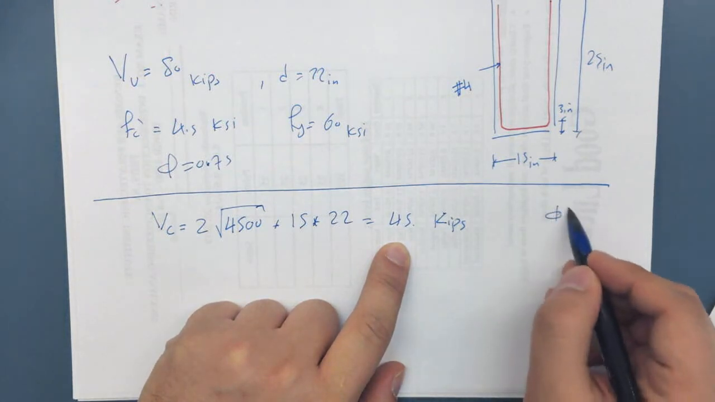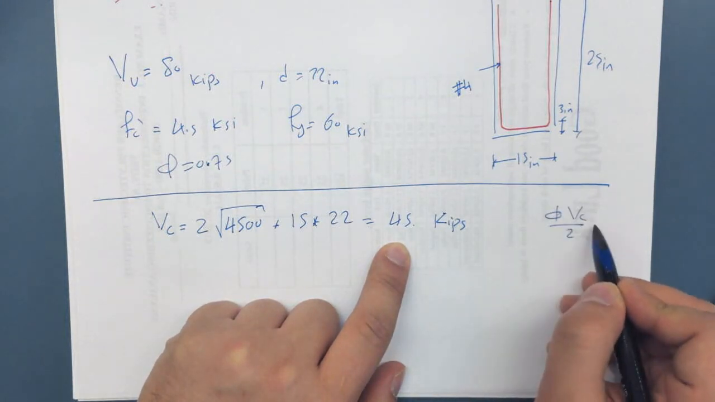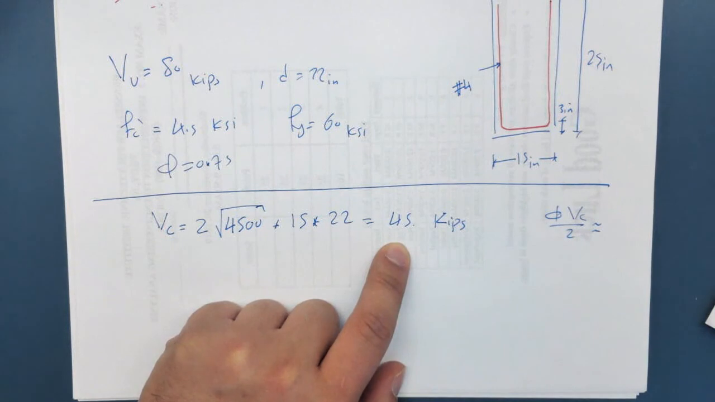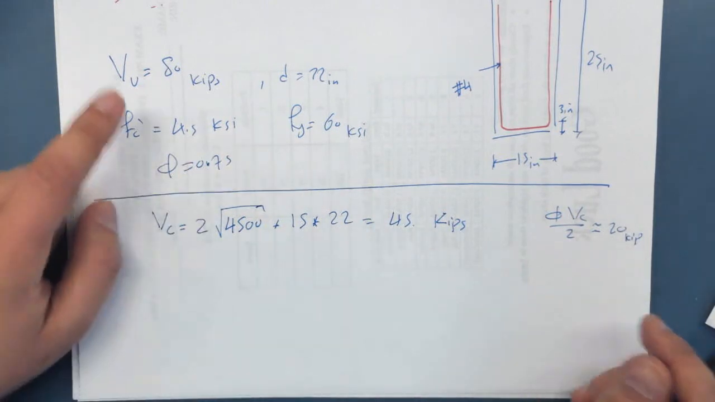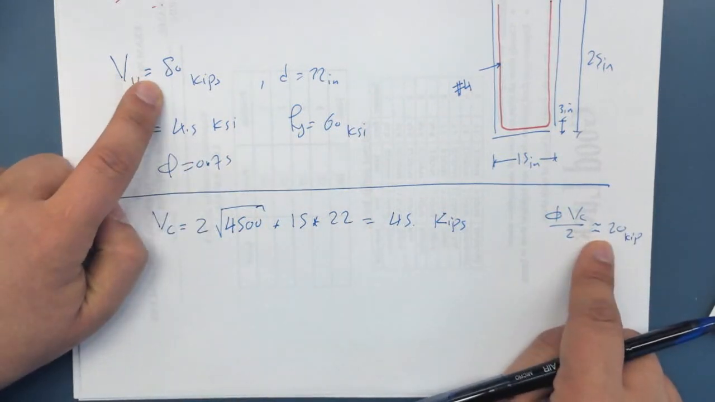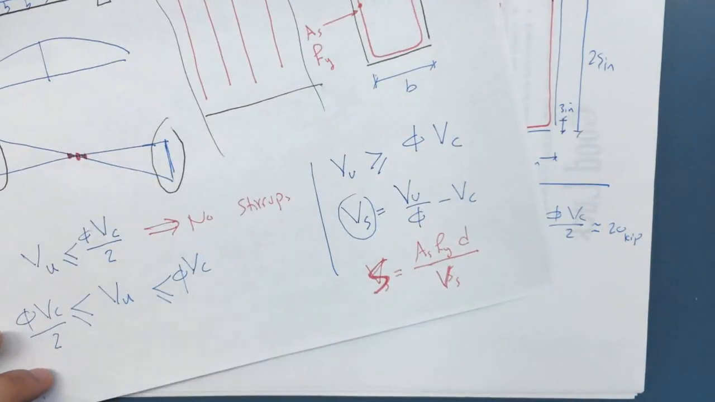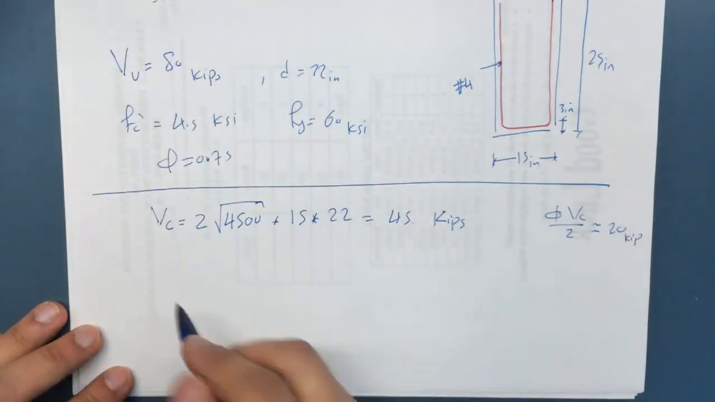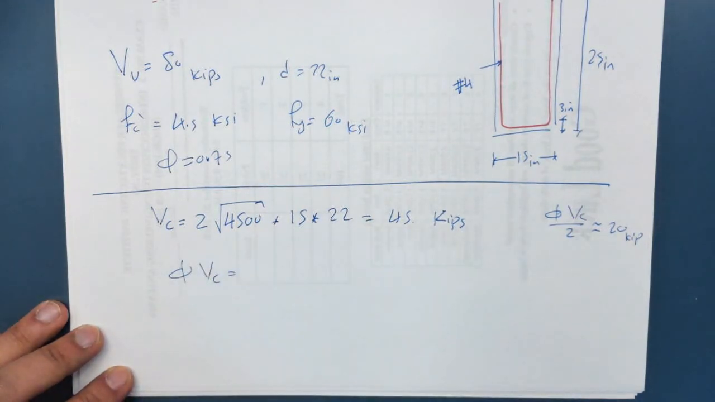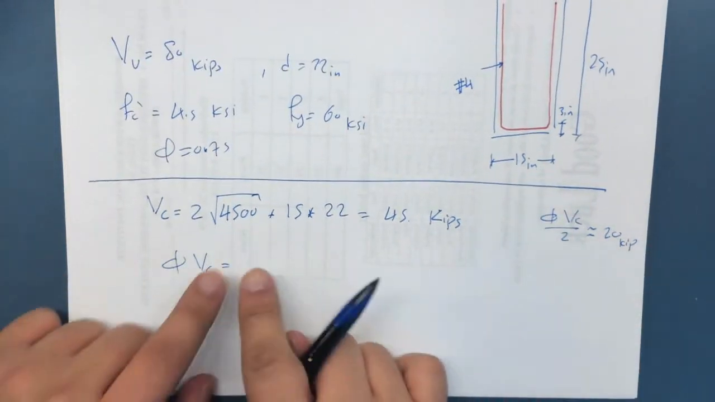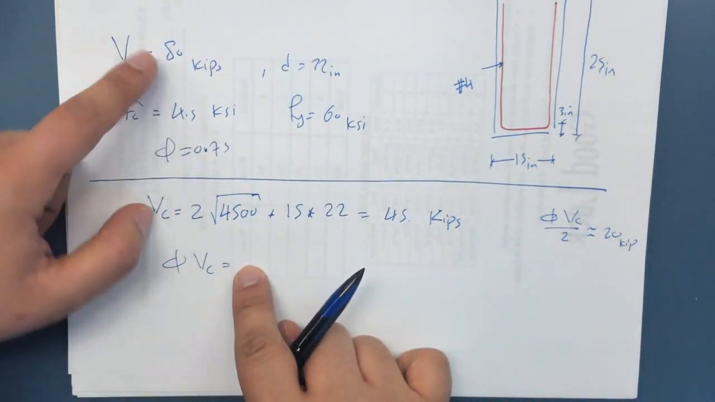Because VC divided by 2 is roughly going to be around 20 tons, 80 is definitely greater than that. Okay, second check. Is it less than phi VC? Phi VC is 3/4 of this, so roughly what? Let's say 24, 25. Is this less than 80?